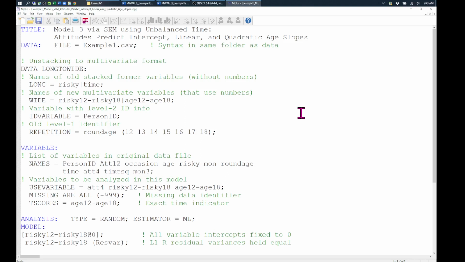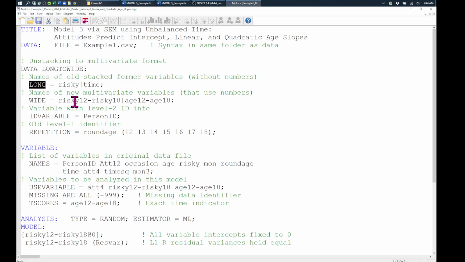Okay, so the first thing that I have to do is restructure the data. This is something that you may want to do in your own package and then save that version of the data set. But I have some code in here for how one could do it within the program here. Mplus has routines that are long to wide and wide to long to go back and forth. I'm starting with the long version of the data, and I want it to become the wide version.